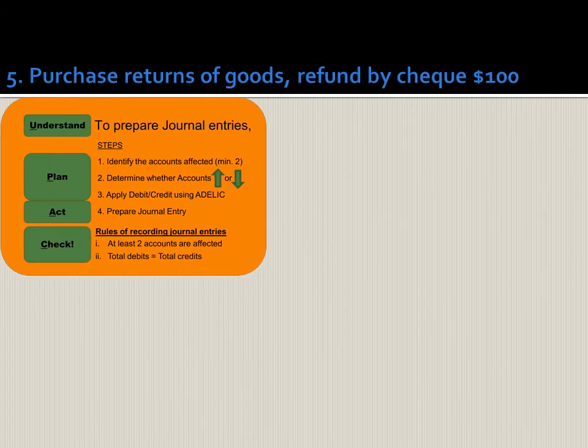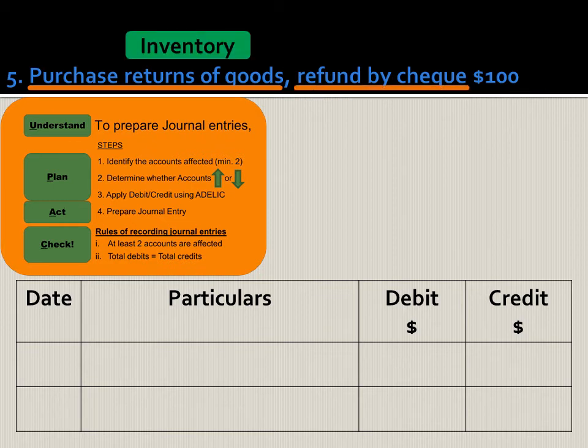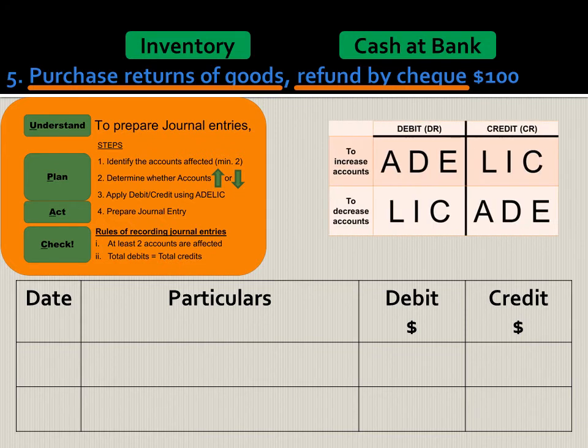The next transaction is a purchase returns of goods, and there's a refund by check. Again, making use of the UPEC strategy, we will identify the accounts affected. Next, we will determine the effect on the accounts. When there's purchase returns of goods, the business has lesser goods. Therefore, inventory decreases. Inventory is an asset, and when an asset decreases, we will credit the account.